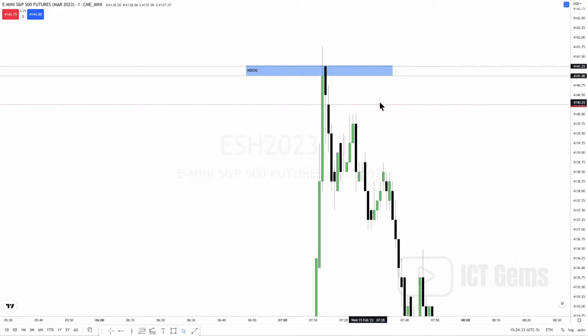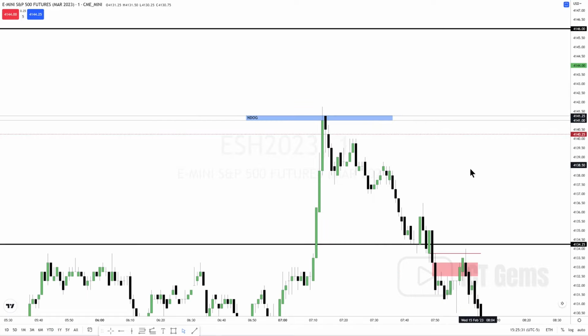So this level here, that's the consequent encroachment of a previous new week opening gap. The market ran aggressively right to that. When did this run occur? Going into the 7 o'clock hour. This whole run right here, right to that price point, set the stage for me to trust that I could find a setup before the 9:30 opening.